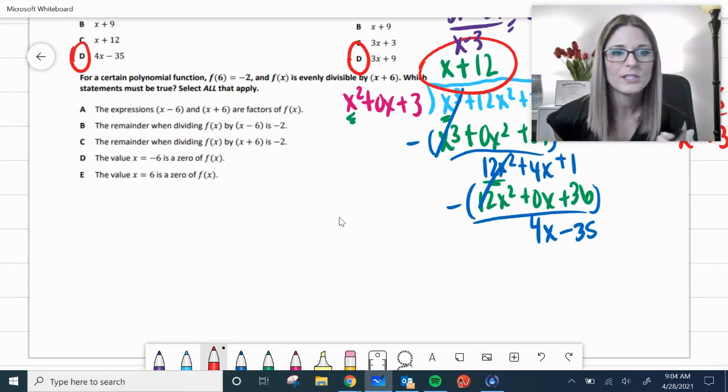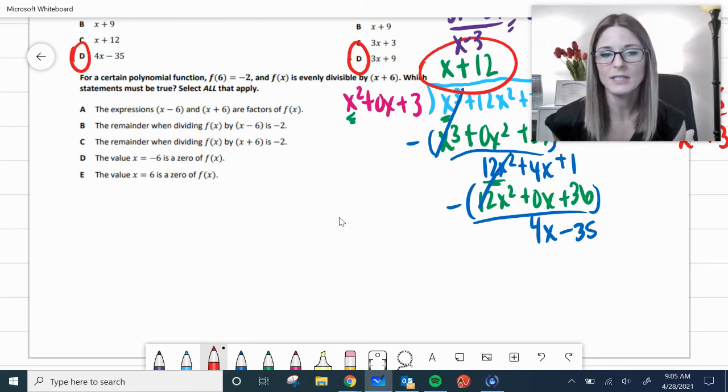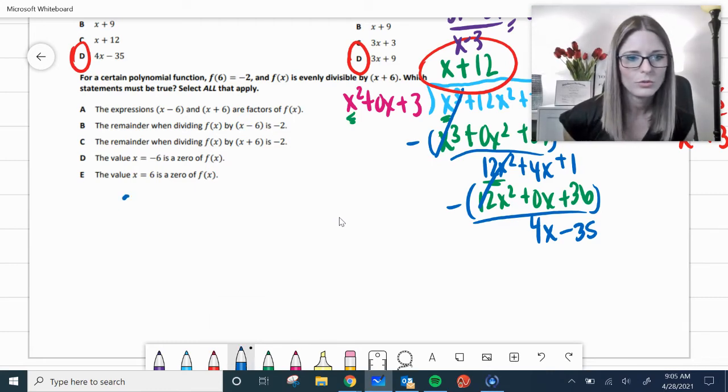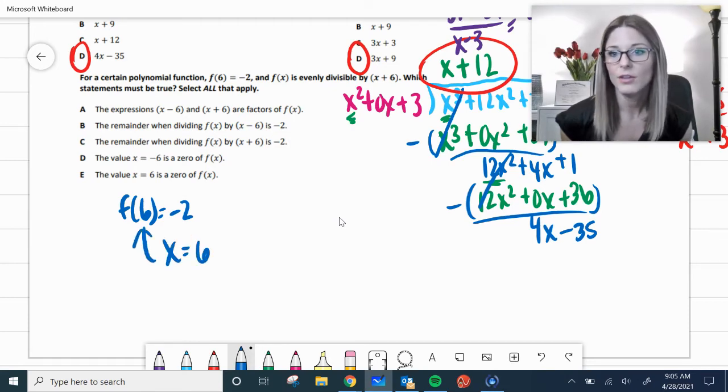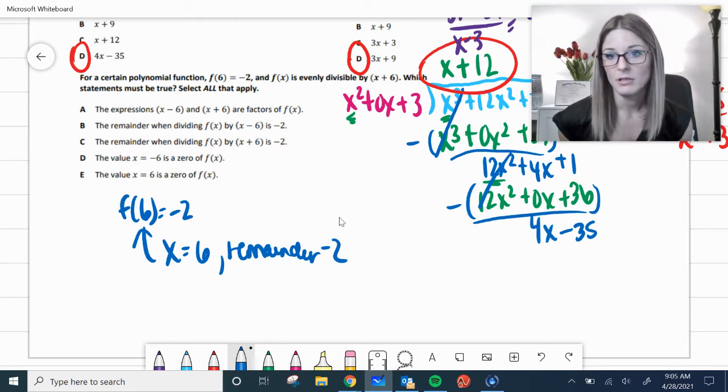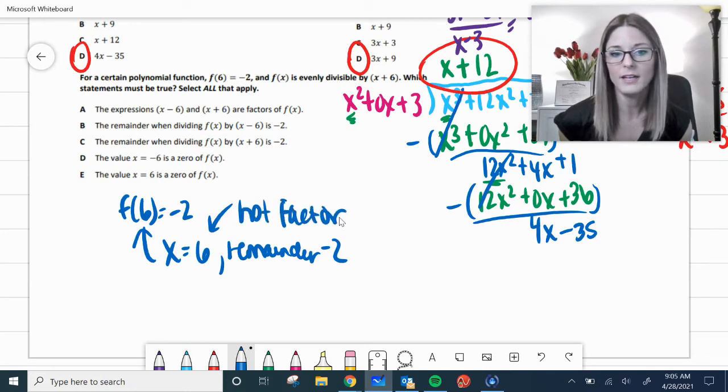Last one on this page: for a certain polynomial function, f of 6 equals -2, and f of x is evenly divisible by x plus 6. Which statements must be true? Select all that apply. So this refers to f of 6 equals -2. That means when I plugged in 6, the remainder was -2. It was not 0, and therefore 6 is not a factor. If it doesn't divide evenly, it's not a factor.